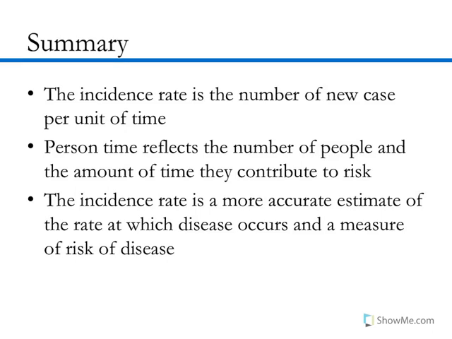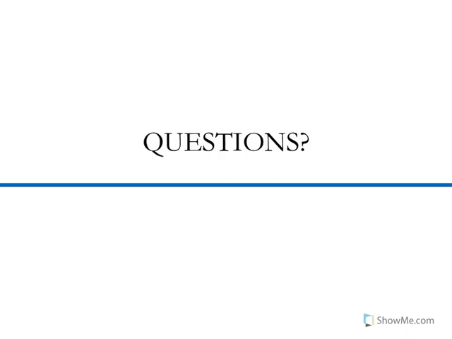This incidence rate is a much more accurate way of calculating incidence than our cumulative incidence, especially when we have a dynamic or a fluid population where people are constantly moving in and out of it. But the cumulative incidence is still useful for overall understanding of the rate of disease. It just may not be as accurate as our incidence rate.